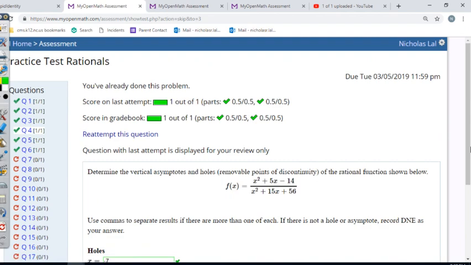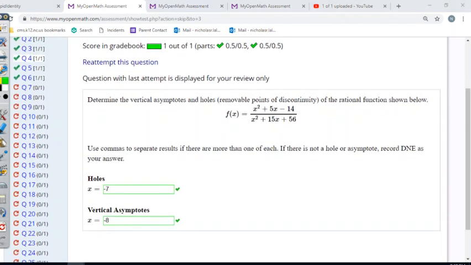Question 4. Holes and vertical asymptotes. We have x squared plus 5x minus 14 over x squared plus 15x plus 56. We just need to factor. This will factor into x plus 7, x minus 2 over x plus 7 and x plus 8. 7 times 8 is 56, 7 plus 8 is 15, 7 times negative 2 is negative 14, 7 minus 2 is 5. And so this cancels out, so that's our hole.